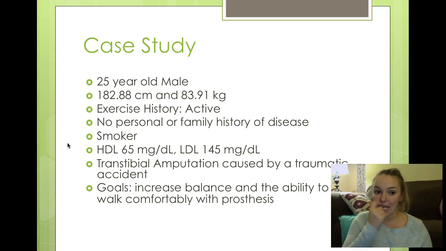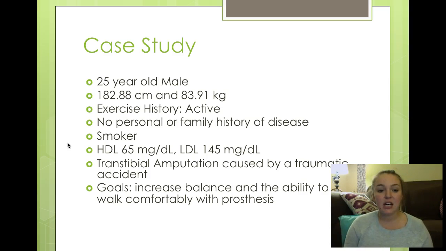Alright, on to my case study. I have a 25-year-old male. He is 182.88 centimeters tall and 83.91 kilograms in weight. He was active before his accident, and the accident was the reason for the amputation.